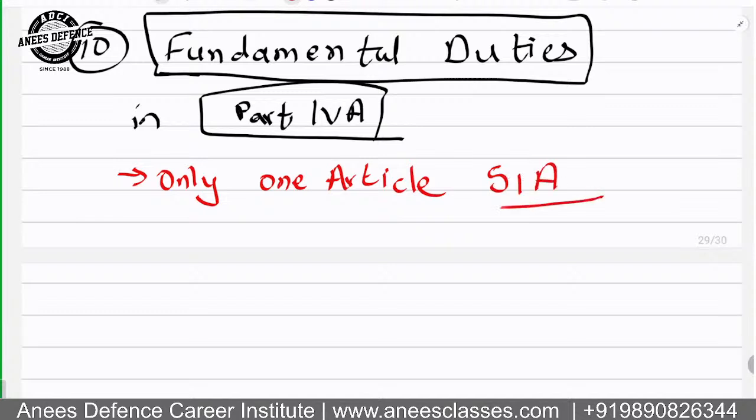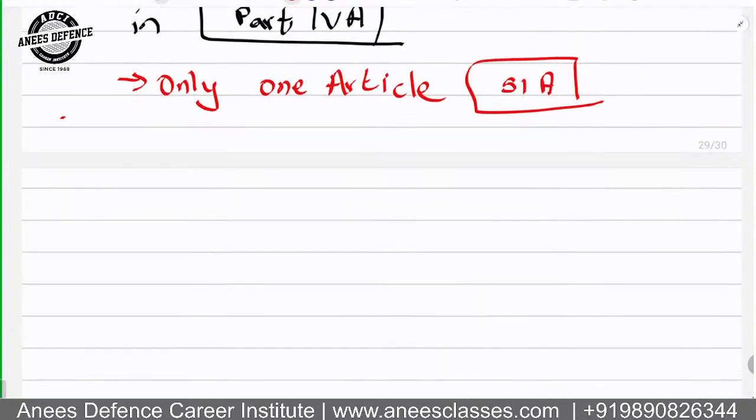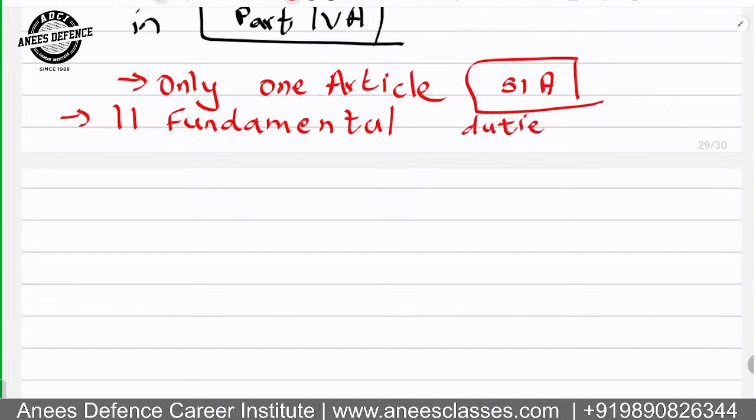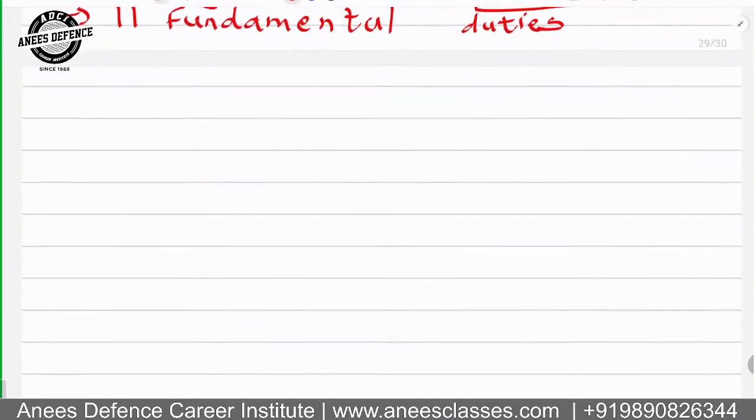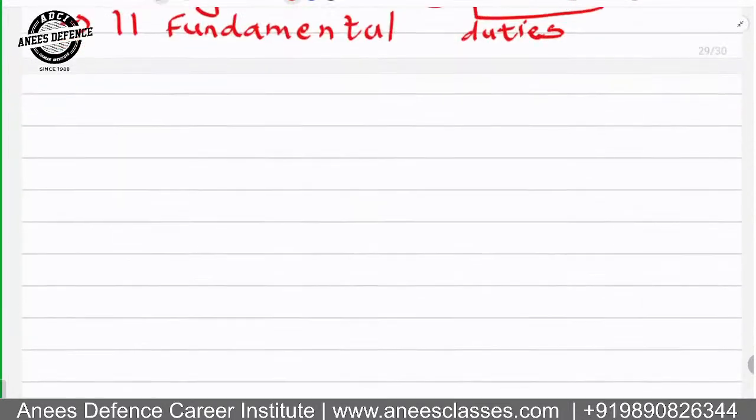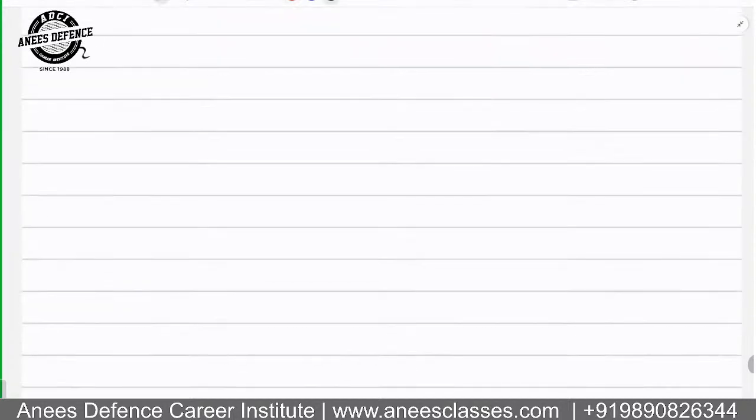Article 51A deals with fundamental duties. It has a list of 11 fundamental duties. I will see this in detail as our lecture proceeds further. 11 fundamental duties. The next salient feature of the Constitution is secular state.